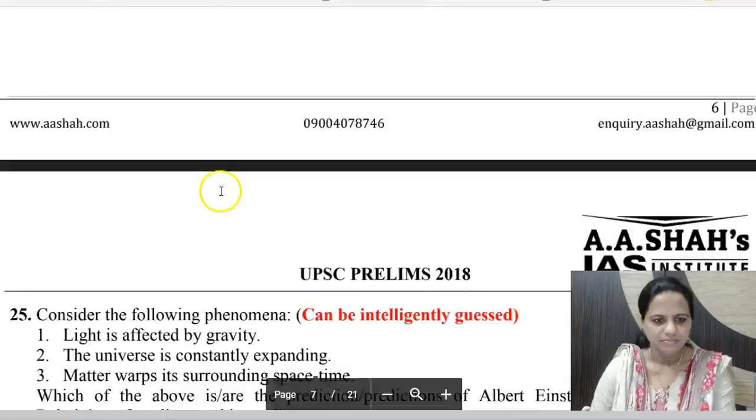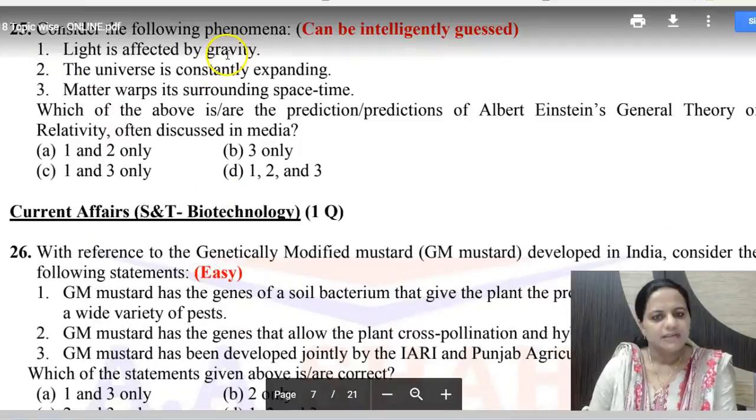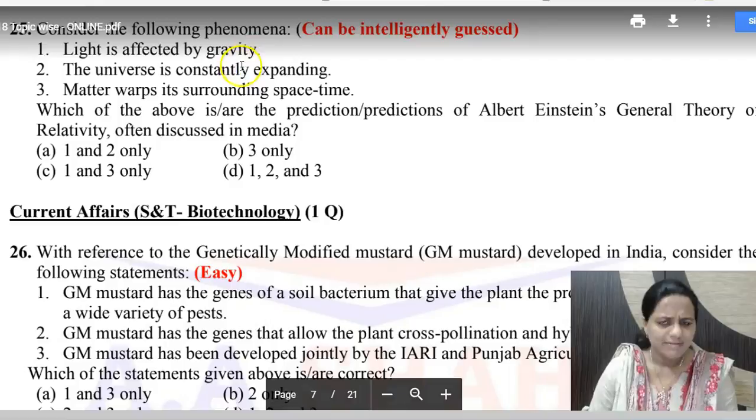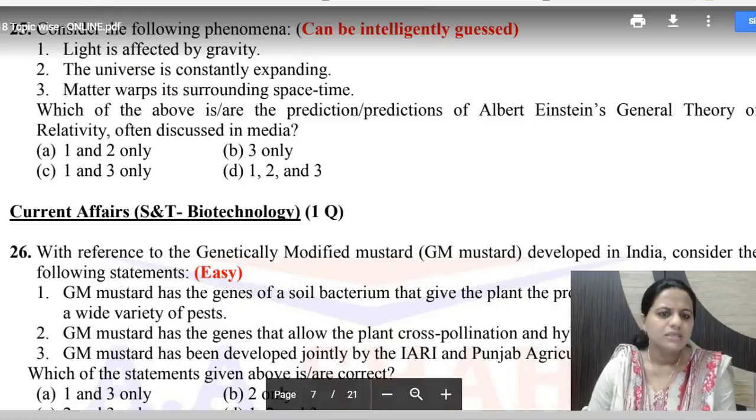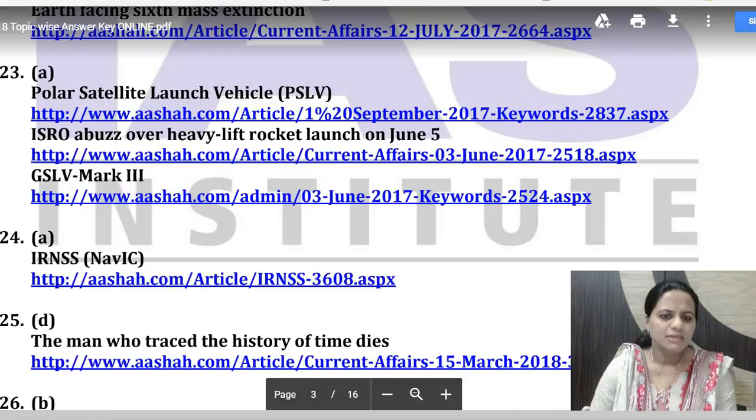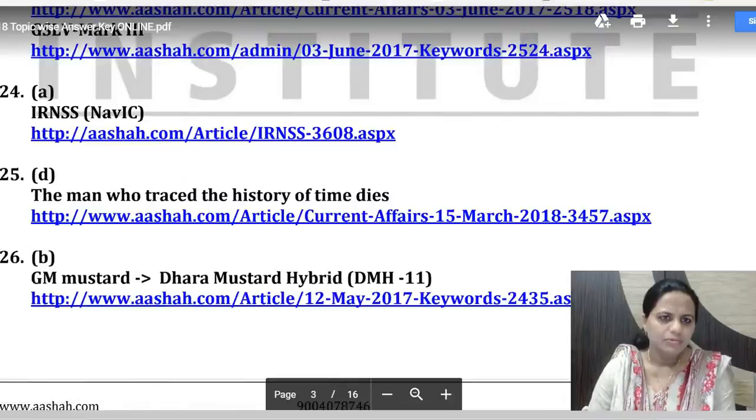Then next is, consider the following phenomena. Light is affected by gravity. The universe is constantly expanding. Matter warps its surrounding space-time. With which of the above are predictions of Albert Einstein's general theory of relativity often discussed in media? So light is affected by gravity with respect to gravitational waves too. This has quite often been in news. So this is correct. Universe is constantly expanding. This is a general theory, the expanding universe theory, which is generally accepted. So of course this is true, you should know. And matter warps its surrounding space-time. This had also been in news during the time when Stephen Hawking expired. So all three statements are correct. So if you have been doing current affairs, you will be able to have some knowledge and idea regarding these topics too.